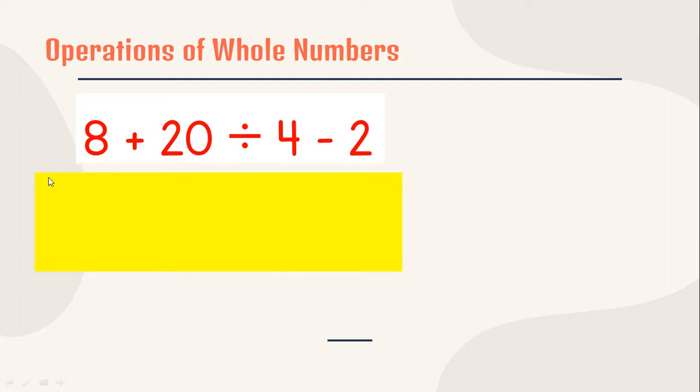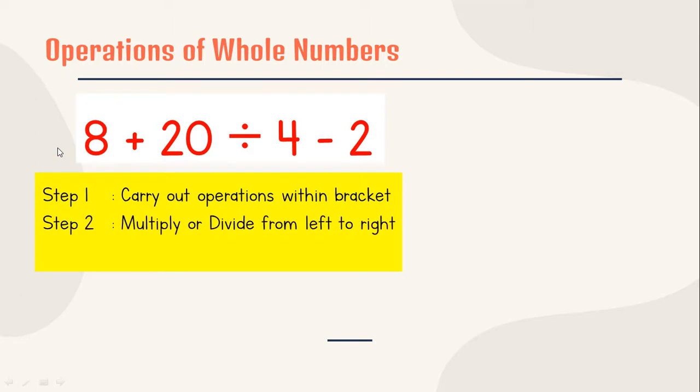Here we are. We have steps in doing these operations of whole numbers. The first step is carry out operation within the bracket. Within the bracket means di dalam kurung. Well, in this number sentence, we do not have the brackets, right? So go to the next step. Multiply or divide from left to right. After that, add or subtract from left to right.